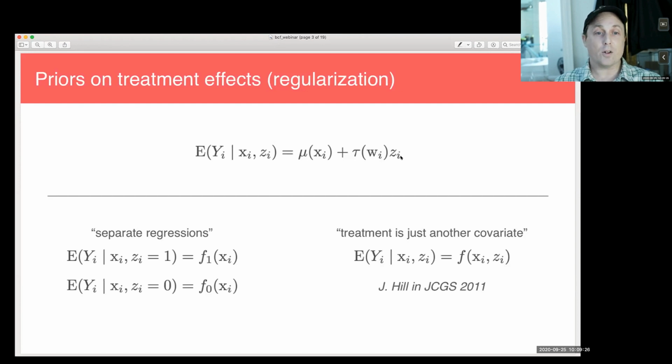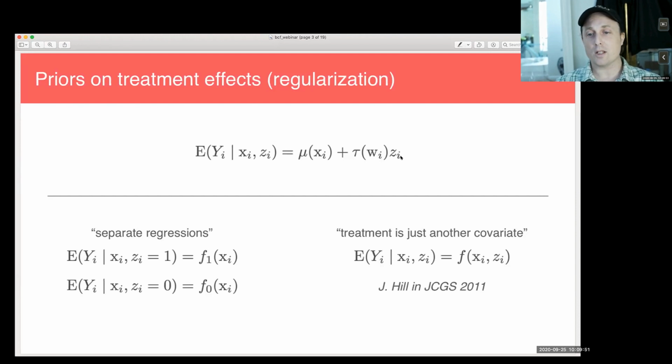The other thing that we could do is treat z as just another covariate, and do a supervised learning method and try to learn one response surface, which I'm denoting here F, and X and Z are treated the same, and we just put them in. In the context of BART, which is a particular supervised learning method that I'll talk about later, it was suggested in 2011 that we could take this approach and that it worked pretty well. And indeed, it does work relatively well.